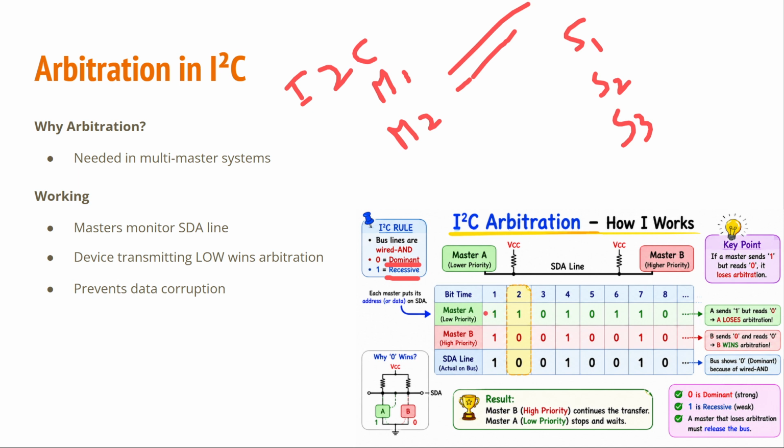At that time, what happened? Both master A and master B are sending 1, so both have the same priority and both are using the bus. During the second bit, what happened? This is 1 and this is 0.